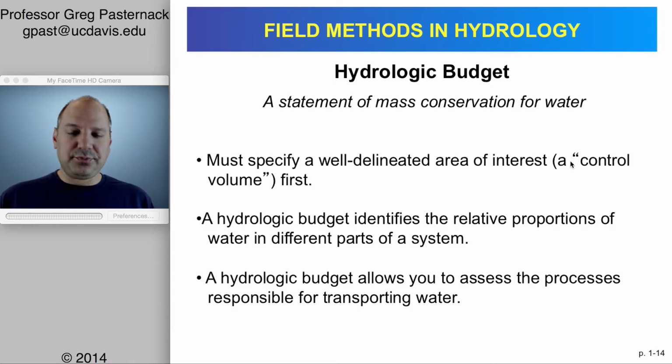So you could also write mass statements for sediment or chemical constituents or heat, but we're not going to do that right now. So for a hydrologic budget, you have to say, what's the area of interest that I have? It's going to be a field, it's going to be a watershed, it's going to be a gas station, whatever that area is going to be, you need to specify that. Then what the budget is going to do is tell us the relative proportions of stuff moving in or out or changes to storage in that system. And it's going to give you insights to help you figure out what are the key processes at work in different systems.